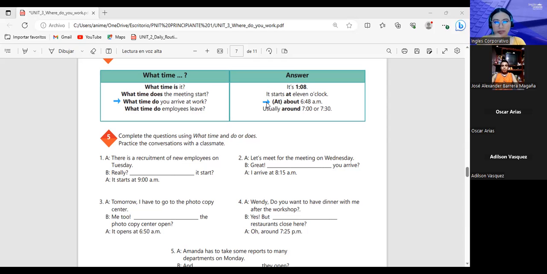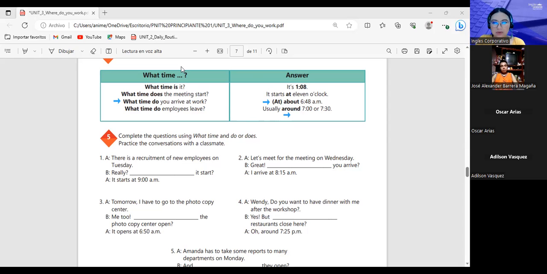Look, here we have some expressions. For example, if we don't have an exact time in which we arrive to work, we can use the expression at about. You can also use the expression around. Okay.